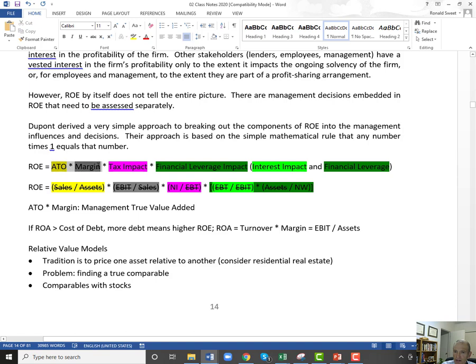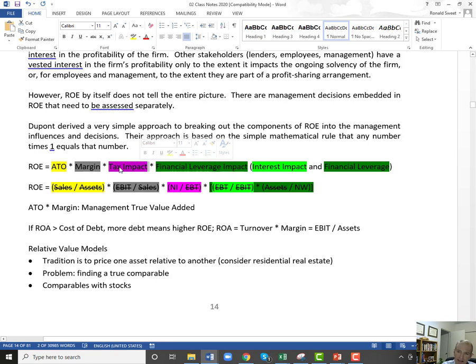Remember, that's what we just did at the end of the growth discussion. The tax impact, that's the percentage of net income that the firm keeps after they pay their taxes. So the tax impact, just put it in your notes. If a firm pays, say, a 30% tax rate, then the tax impact should be 0.7.